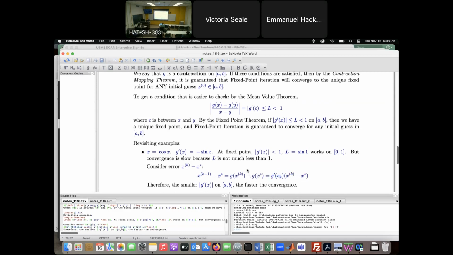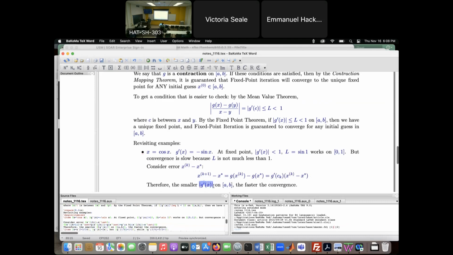In other words, the new error is equal to the derivative at some point times the previous error. So this is why we want g prime to be less than 1, to guarantee that the error decreases. And we don't want the derivative getting arbitrarily close to 1, because then the error won't really decrease. In this case, at the fixed point, the derivative is not much less than 1. So that's why the error isn't decreasing by much from one iteration to the next. So we want this to be smaller. The smaller it is, the faster the convergence will be.